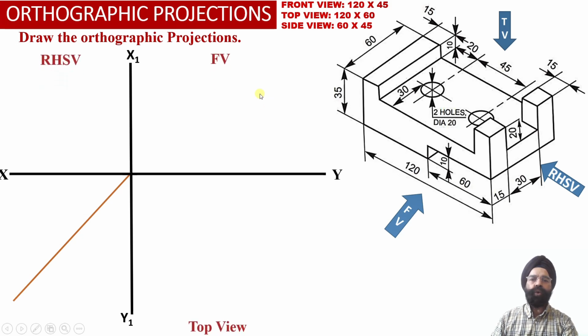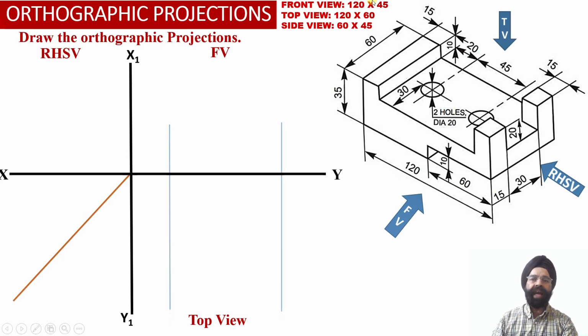Since we are going to obtain the orthographic projections in the first angle projection method, the front view projections will be obtained above the XY reference line. The top view projections will be obtained below the XY reference line, and the right hand side view projections will be obtained on the left hand side corresponding to the front view projections for this particular object.